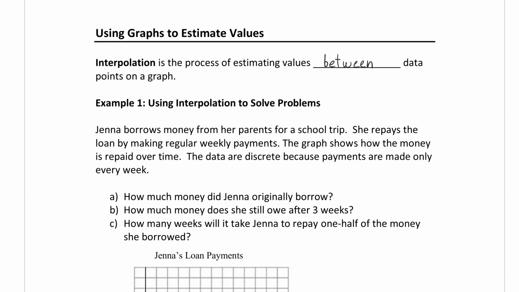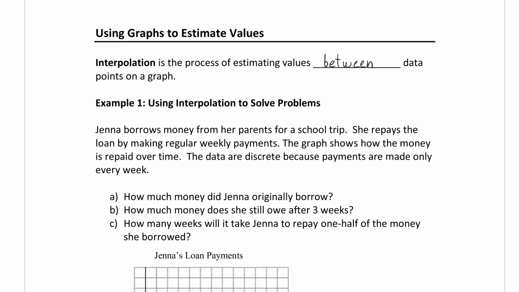So we're going to be looking at a couple different terms today and then looking at finding values based off of the graphs that we have. So the first term that we're going to be looking at is interpolation. Now interpolation is the process of estimating values between the data points on the graph. So that means we're going to be looking at data points that are within what we have graphed.